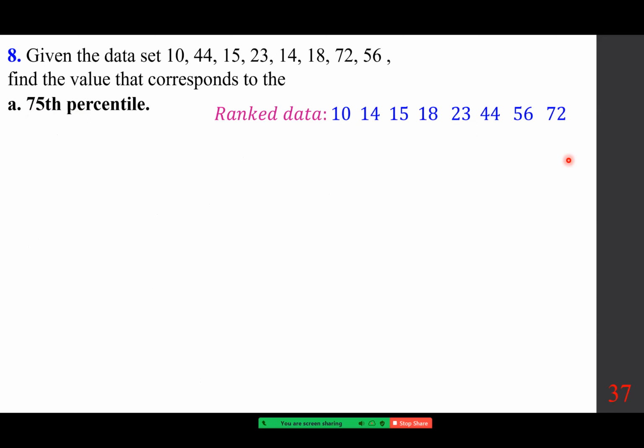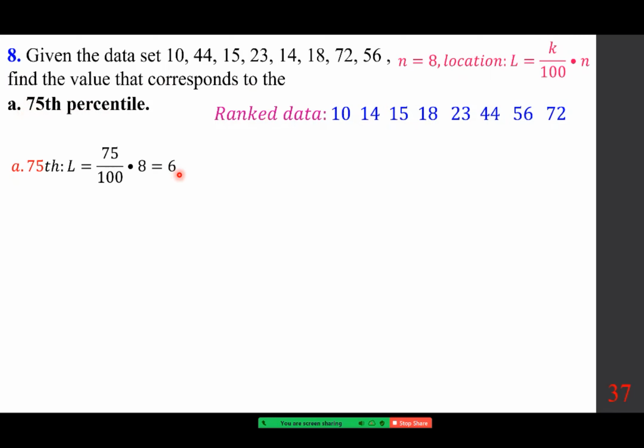Then we look at this locator L, if you will. N in this case is 1, 2, 3, 4, 5, 6, 7, 8. N represents the number of data. L is K over 100 times N. 75th percentile, that means this is 0.75, or this is 75 divided by 100. So this is 0.75 here. N is 8. So let's do the multiplication.